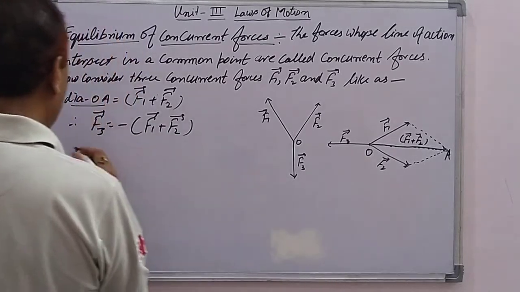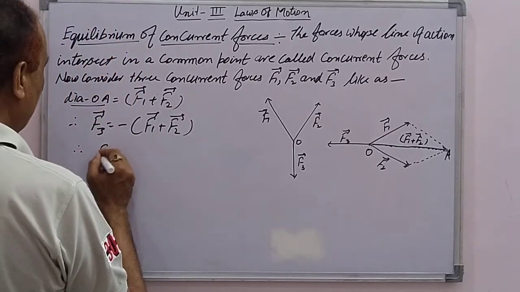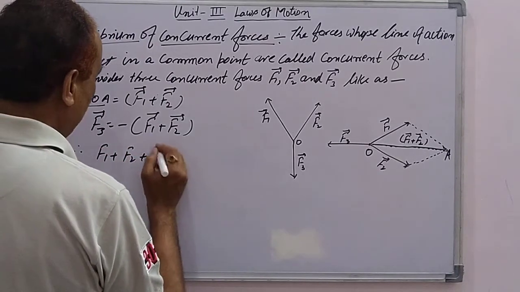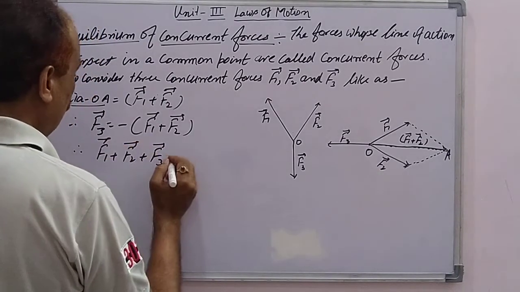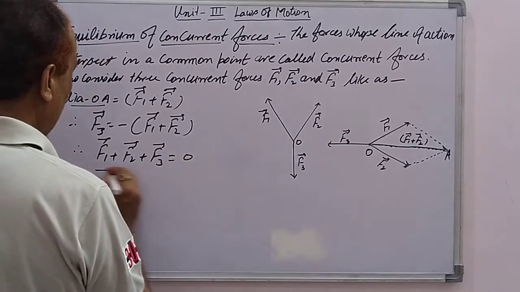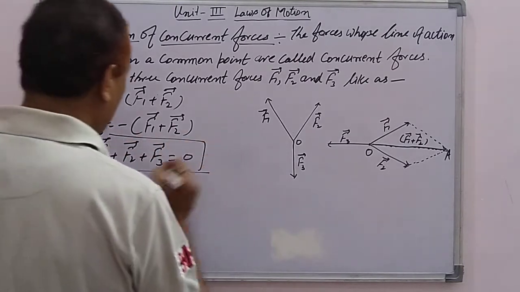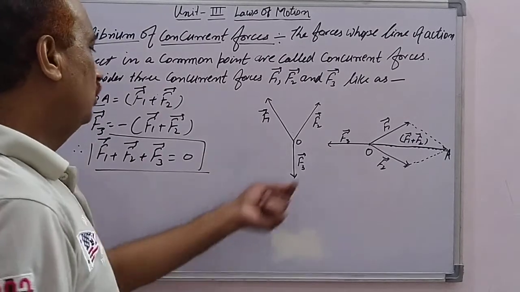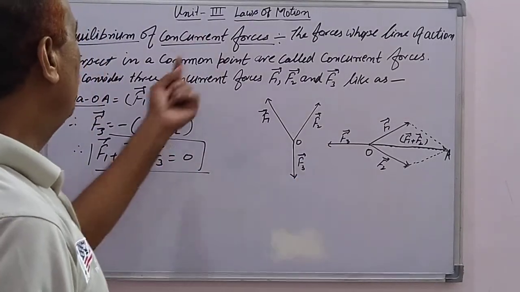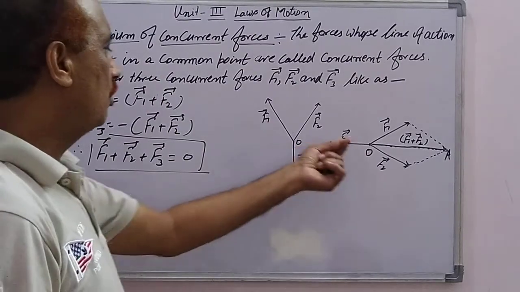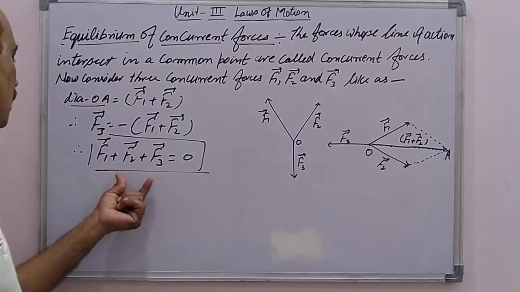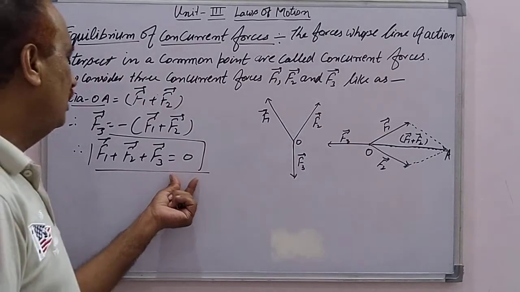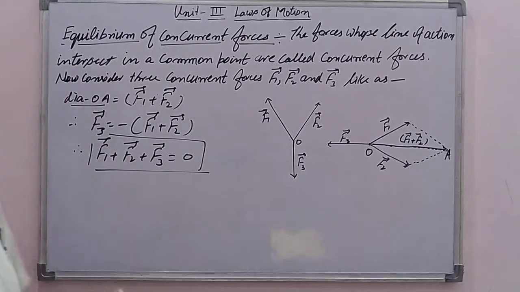From this equation, F1 vector plus F2 vector plus F3 vector, the sum of all these three, will be equal to 0. It means when forces act on a body in an equilibrium condition, and these are concurrent forces, then the vector sum of all the forces acting on a point will be equal to 0.